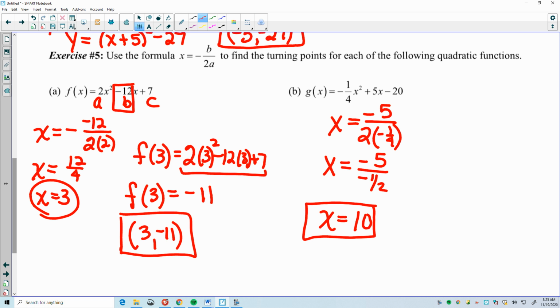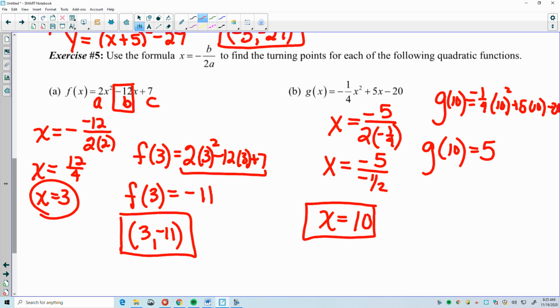Okay, we want to try and find the y-coordinate that goes with that. So I'm going to take that 10 and plug that right back in. So I have a negative 1/4 times 10 squared plus 5 times 10 minus 20. Okay, again, plug that whole thing right into your calculator. Let your calculator do the work. Just make sure that you're plugging it in correctly, and you get 5. So now we put that together for your turning point, and we get the coordinate 10, 5.